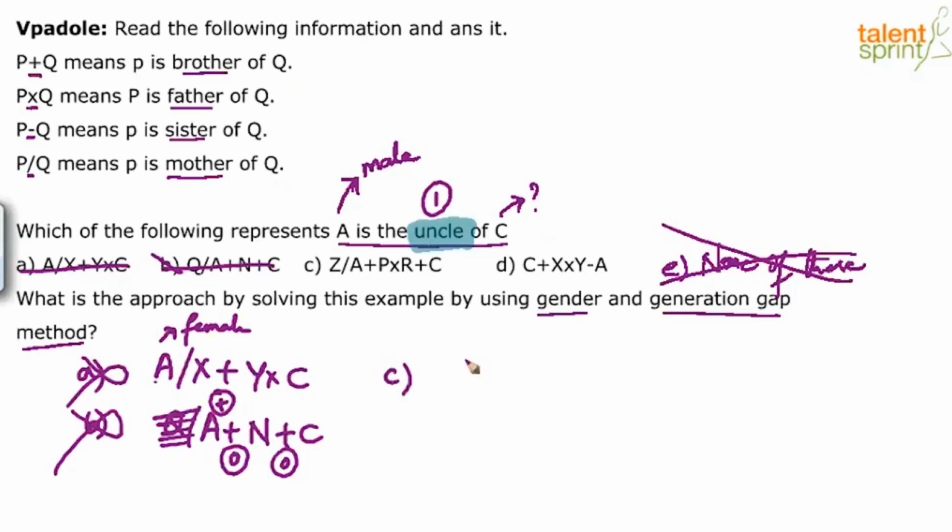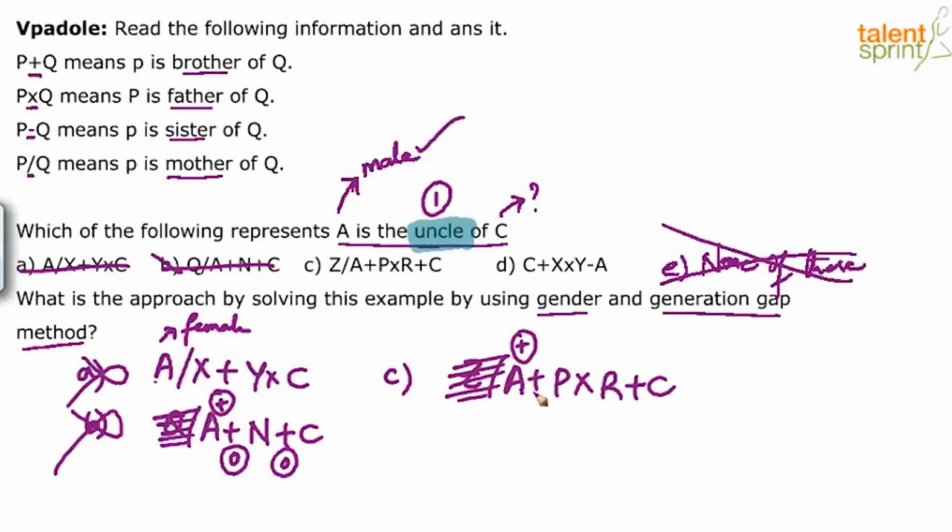Look at option C now. Z by A plus P into R plus C. So again here, if you see, Z by A is of least importance because we have to connect A with C. We are trying to establish the relationship between A and C. So try to look for gender of A. A plus P. Plus means what? Brother. So clearly A is a male person. So the gender part is satisfied. A is a male person.